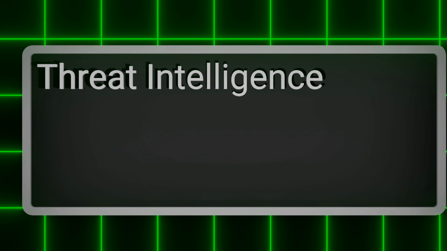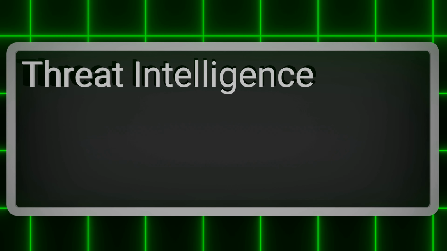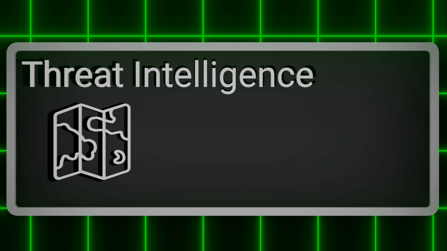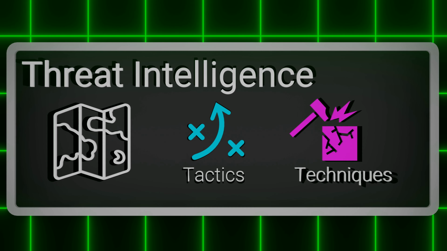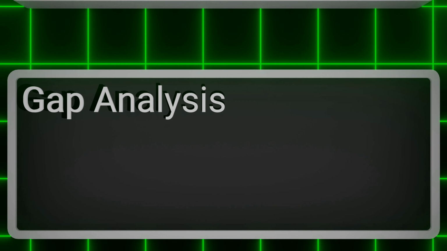Threat intelligence integration. Start by mapping your intelligence feeds to the ATT&CK framework. This allows you to understand which tactics and techniques are being used by threat actors targeting your industry. By correlating threat intelligence with ATT&CK, you can get a cleaner picture of potential attack paths.